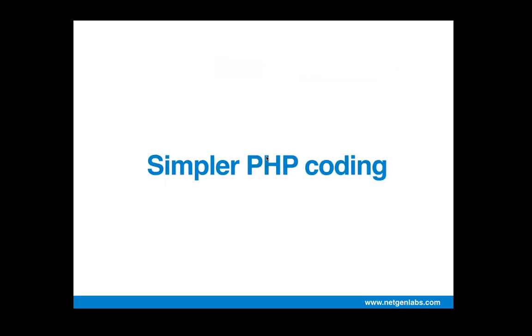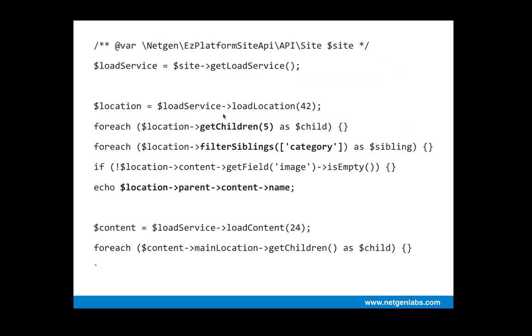Just to give you a quick example, Petar will show you later in more detail, but for example, in simple PHP code, I will just highlight a few things. You can get 5 children from a location with one line of code. You can also get siblings of only the category content type in one line. You can check is empty without a Twig helper. You can get the parent name in one line, which is quite handy, or the parent of the parent. You can also very easily get children from content and stuff like that.